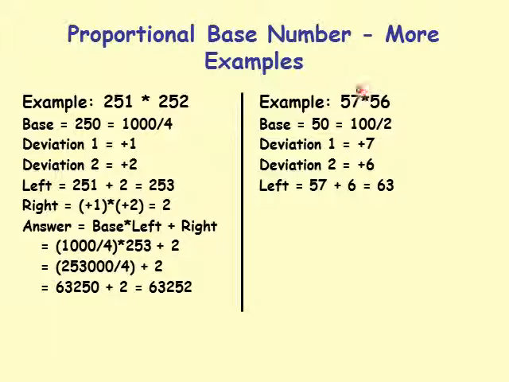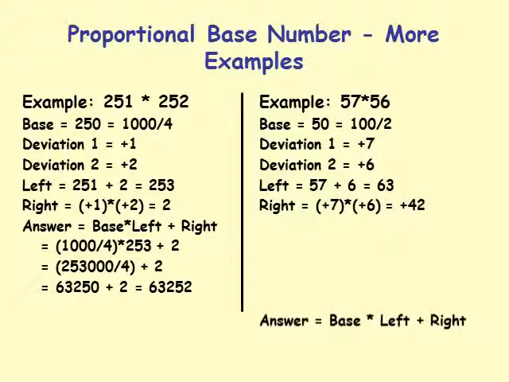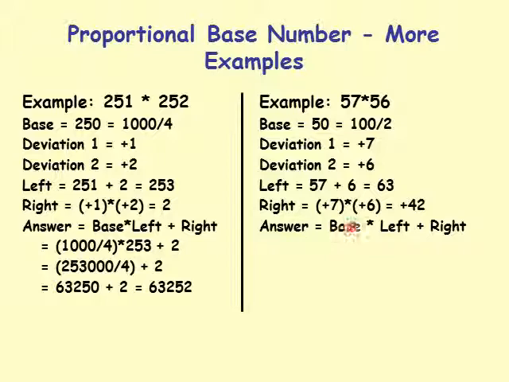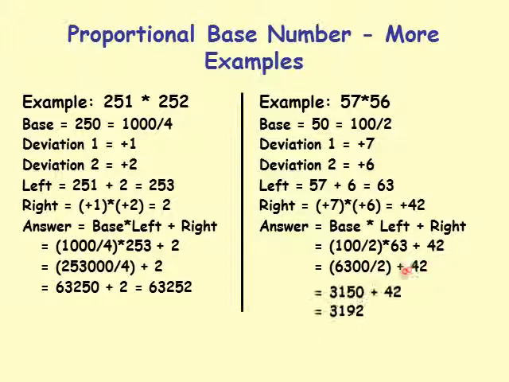So what do you do? 57, the first operand, and the second deviation. Operation is plus. 57 plus 6 is 63. On the right, we multiply vertically. Plus 7 times plus 6 is plus 42. Now, the answer is base times left plus right. So on the left is 63. 63 times 100 divided by 2 plus 42. That's 6300 divided by 2 plus 42, which is 3150 plus 42, which is 3192.